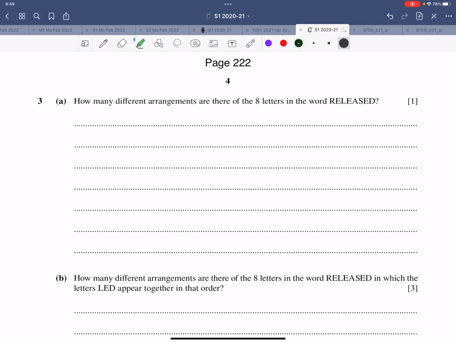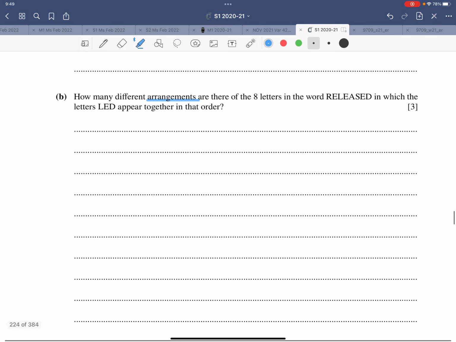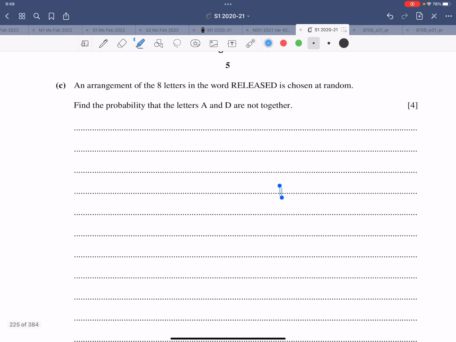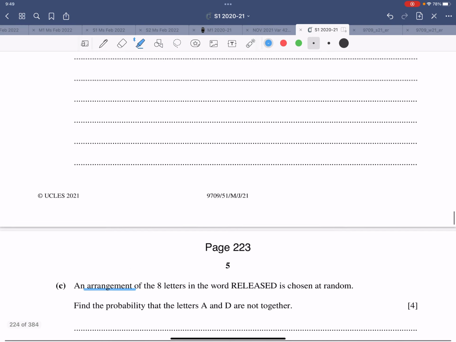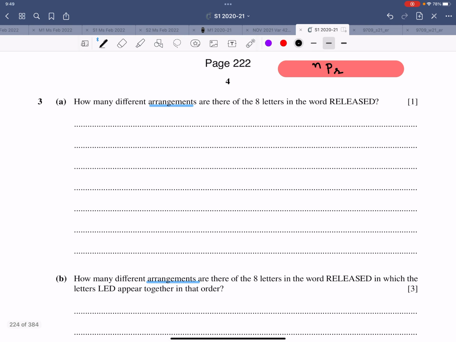Now question number 3 is about, let me underline it, it's about arrangement. So this is totally about arrangement. So that's how it is. So this is nPr, permutation, arrangement. 8 letters of the word RELEASED: R, E, L, E, A, S, E, and D.